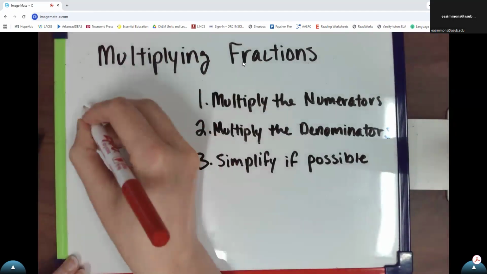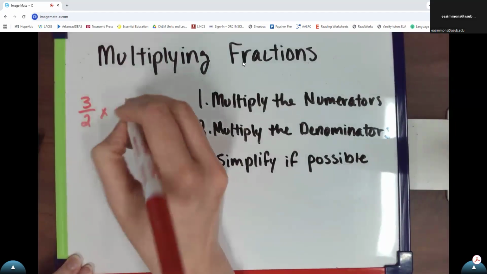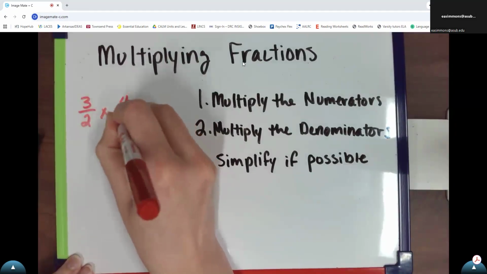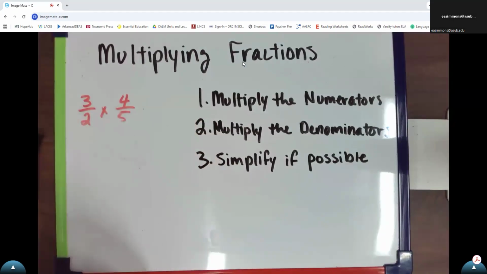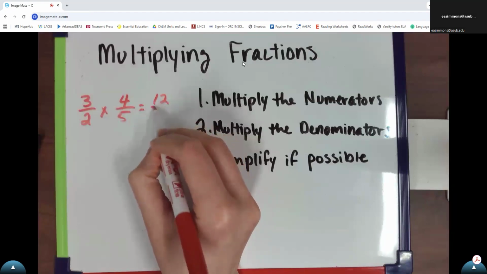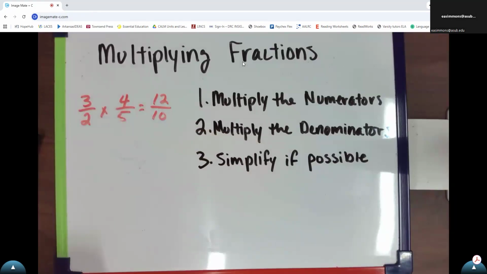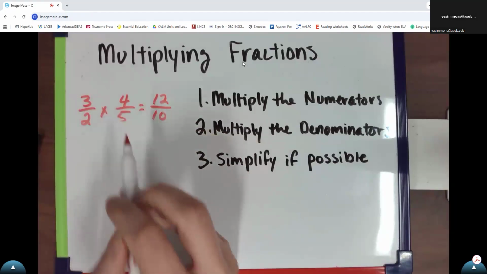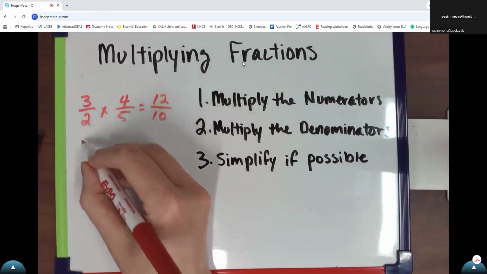Our next one has an improper fraction, so we've got 3/2 times 4/5. We'll start with our numerators and then our denominators. 3 times 4 gets us 12. And then 2 times 5 gets us 10. This one can simplify. And it's an improper fraction since our numerator is bigger than our denominator. So we'll need to switch it to a mixed number. But we'll start with the simplifying.